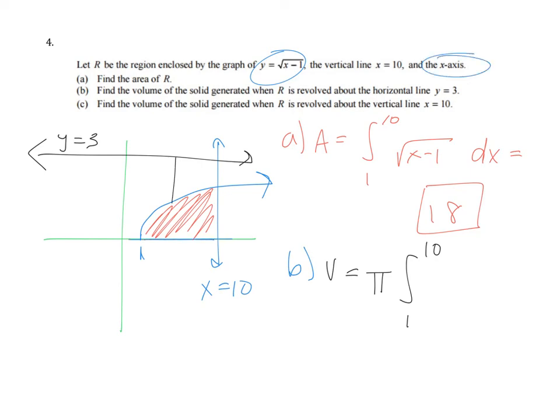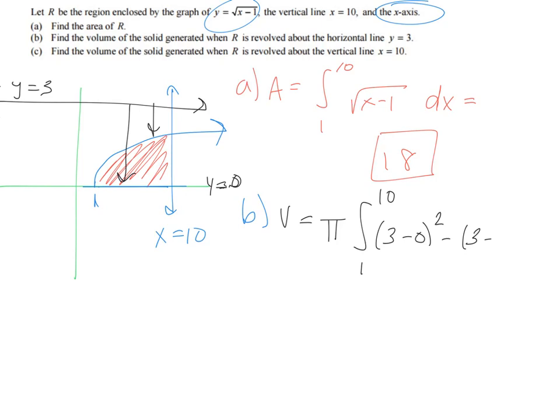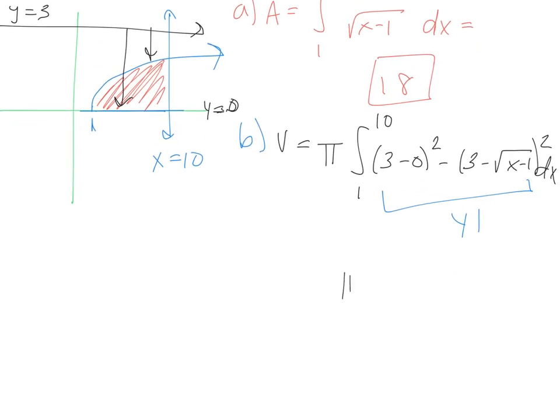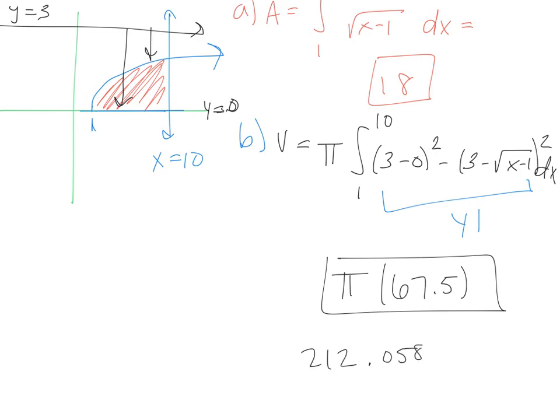So my farther away curve is the x-axis. So I have 3 minus 0 squared, because that's what the x-axis is. It's really y equals 0. And then I have the closer curve, which is minus 3 minus the square root of x minus 1, squared, dx. So I'm going to put this into y1, and then I'm going to evaluate the integral from 1 to 10 by using second calc 7, and I end up getting 67.5. You could leave it like this, or you can make it into 212.058 if you multiply it by pi.